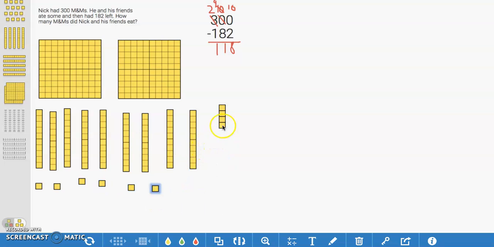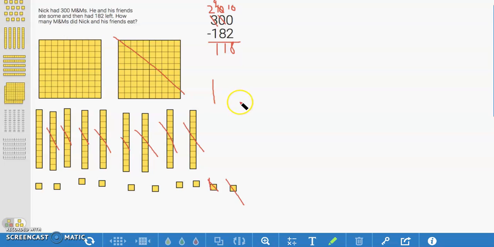So now after we put all of these out so that we can see the 100s, the 10s, and the 1s, now we can take away our 182. So we're going to mark out one of our 100s, and now we need to mark out 8 of our 10s, 4, 5, 6, 7, 8, and then we need to mark out 2 of our 1s. 1, 2.